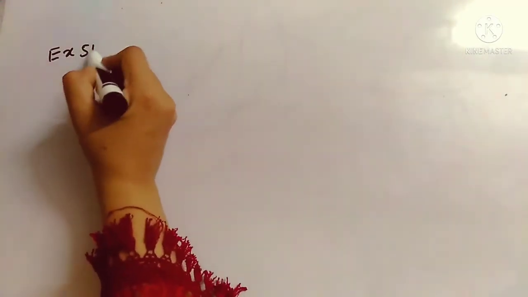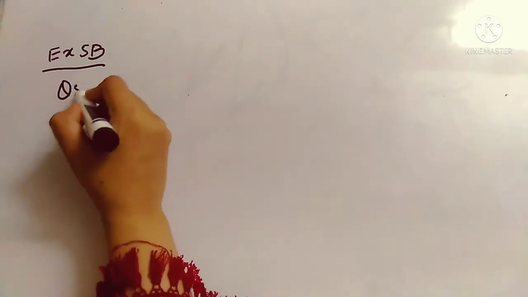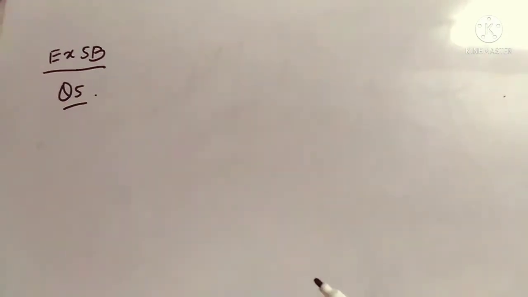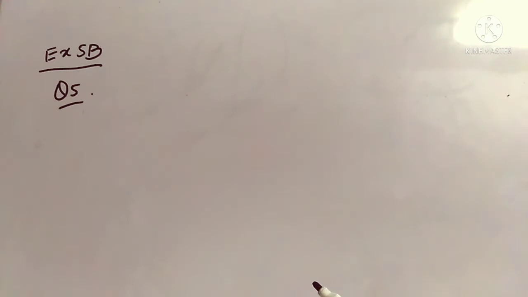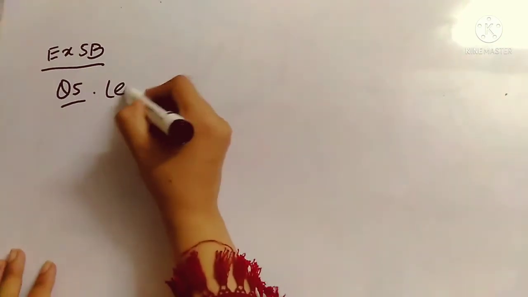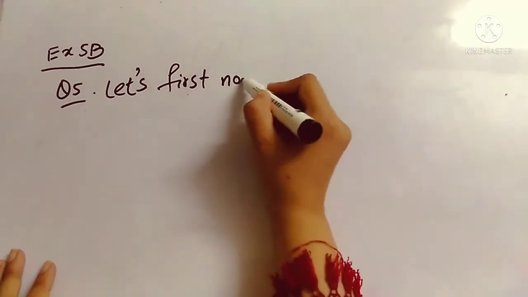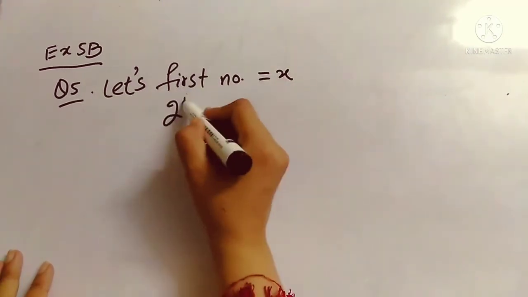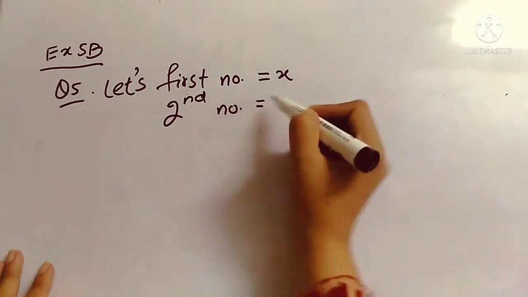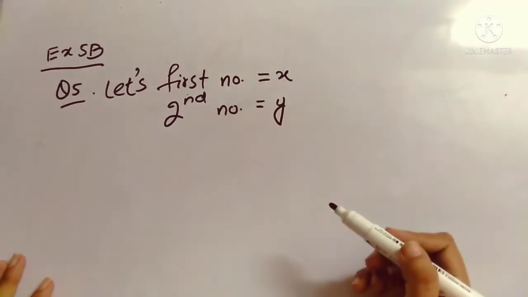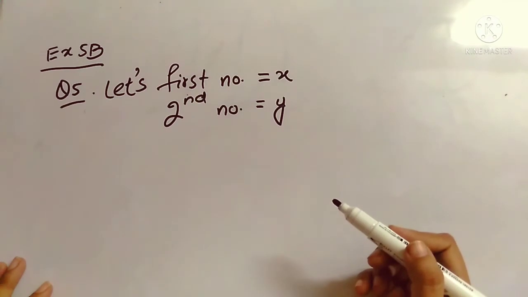Okay, so we are doing exercise 5b, question number 5. The difference between two numbers. We do not know the numbers, students, so what we will do is assume that the first number is x and the second number is y. In the question it's written that the difference between two numbers is 9.